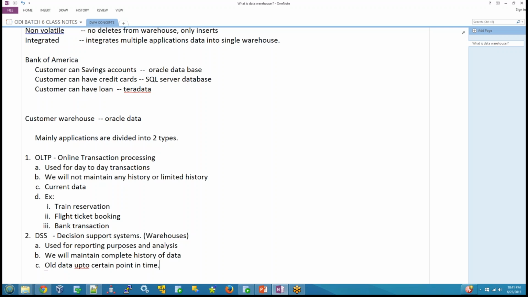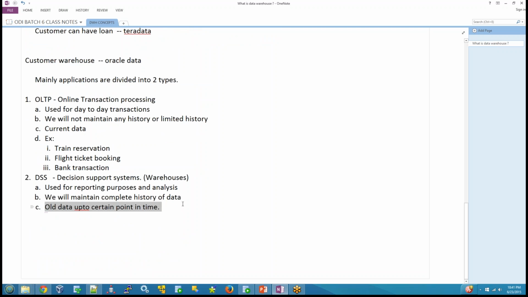Why am I saying old data up to a certain point? Because, see, from these three stores, integrations. Integration means integrating multiple applications' data into a single warehouse. So with these integration jobs, we load the data from these three applications into this database on a daily, weekly, or monthly basis. Say every day at 5 o'clock in the morning, we get the data from these three and load it into this warehouse. So between one 5 o'clock and the next, the changes are only in here. That means the current data will be only in the online transaction applications. This warehouse contains data up to the last refresh, the last 5 o'clock data. That's why it is old data up to a certain point in time.